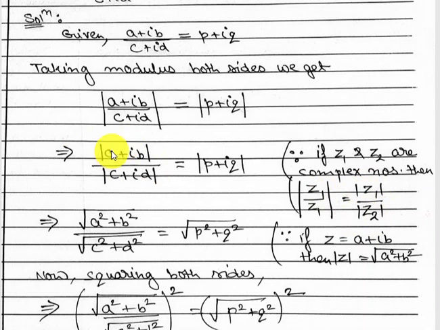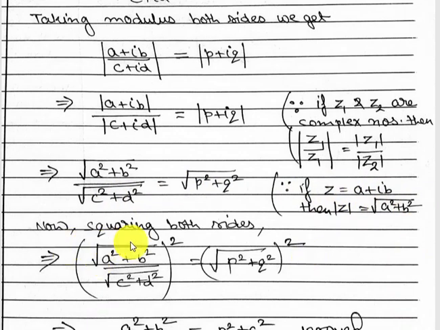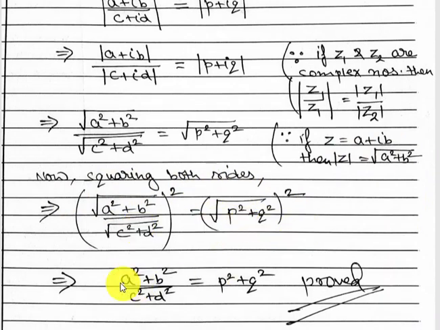That's why in the next step this modulus is only for the numerator and this modulus is for the denominator. In the next step, very simple, the modulus of this will be square root of a square plus b square upon square root of c square plus d square is equal to square root of p square plus q square. Because you know that if we have a complex number z equal to a plus ib, then the modulus is given as this. Clear? Now we will take squares on both sides. Squaring both sides, we will get the desired result.